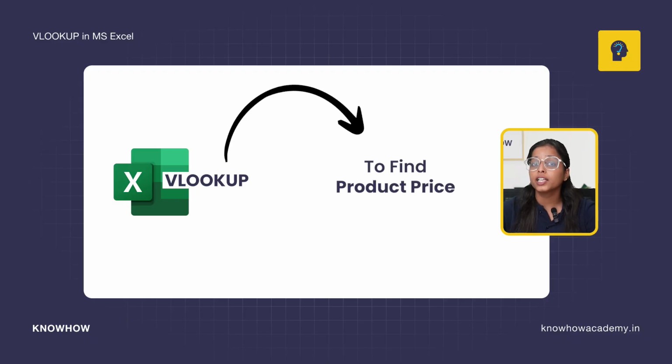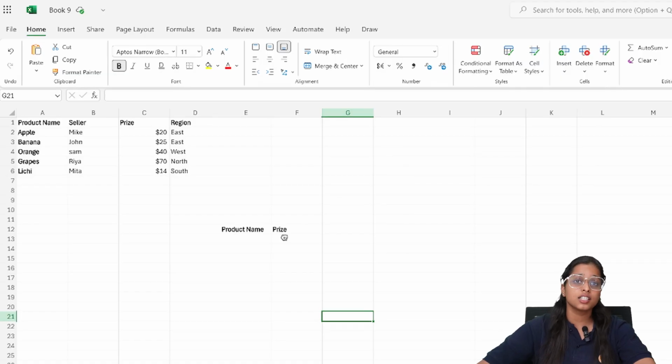For example, you can use VLOOKUP to find a product price or retrieve customer details, or you can match students' grades based on their IDs. It's a huge time saver when working with large datasets. VLOOKUP retrieves a product price based on a product code. We are going to use this dataset in order to learn what VLOOKUP is.